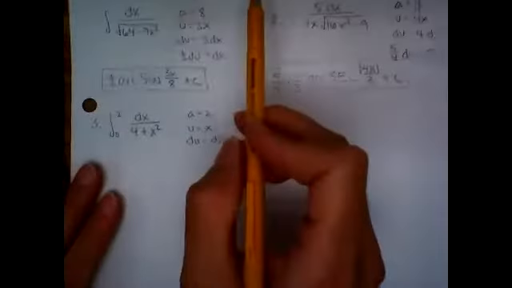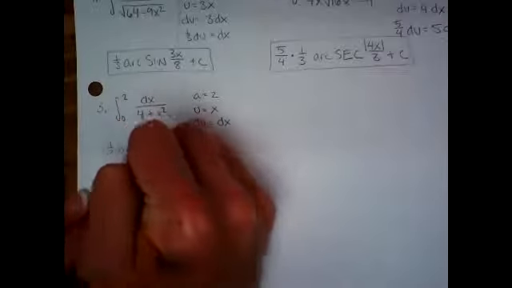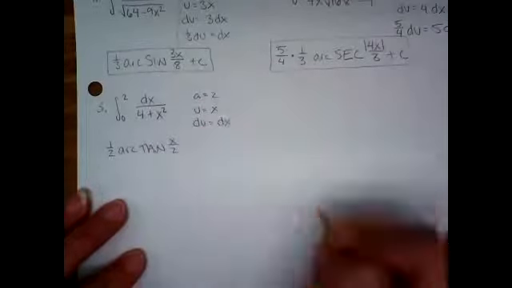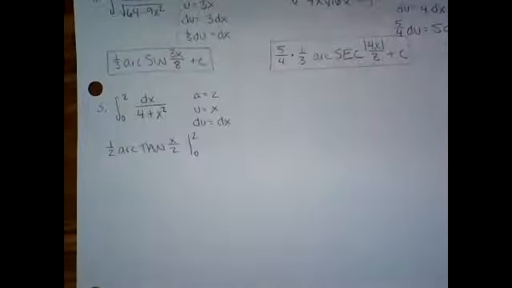So look at your arctangent pattern. It's 1 over a, so that's going to be 1 over 2, 1/2 arctangent u over a, which is x over 2, and then just don't put the plus c. Instead, we're going to have such that 0 to 2. We're going to do upper boundary minus lower boundary.